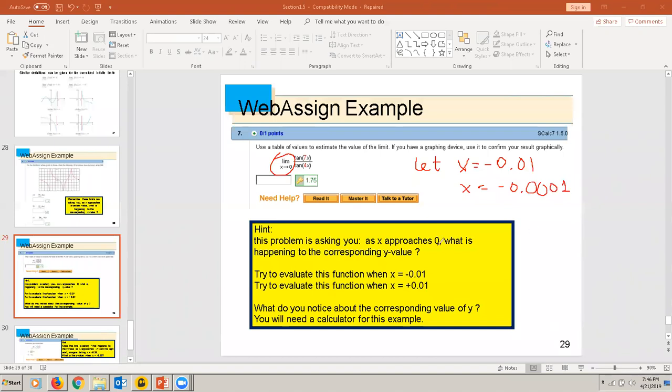Well, I could plug this into my calculator and see what happens for the y value. I could also let x be a very small positive number. So I could let x be, let's say, positive 0.001. Again, I'm just picking a value arbitrarily close to 0. Well, if you plug this in your calculator, you would take tan of 7 times that x value divided by tan of 4 times that x value. You'll see that your answer will be a number very, very close to 1.75.